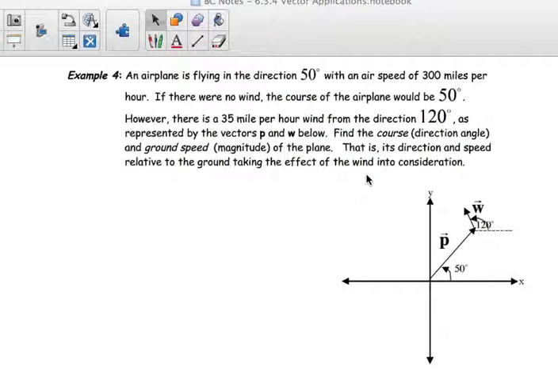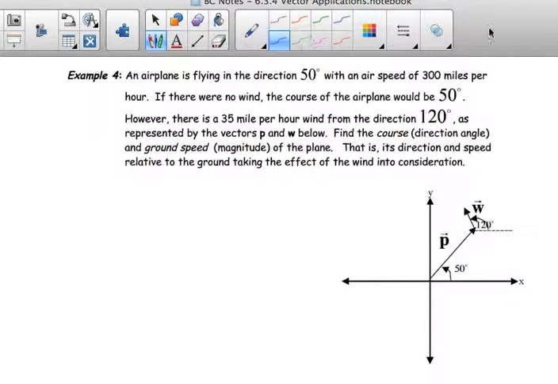Right, this is example 4 from our notes packet, 6.3 day 4 on vector applications. In this problem, we're told that an airplane flying in the direction of 50 degrees has an airspeed of 300 miles per hour. This is the vector P right here. So this vector here is P, and its magnitude is 300.